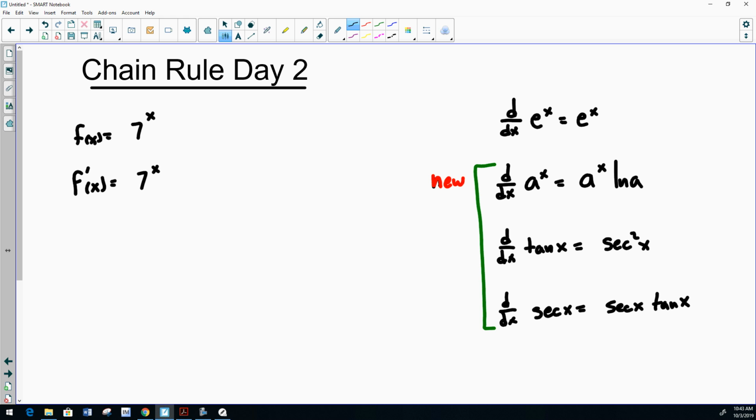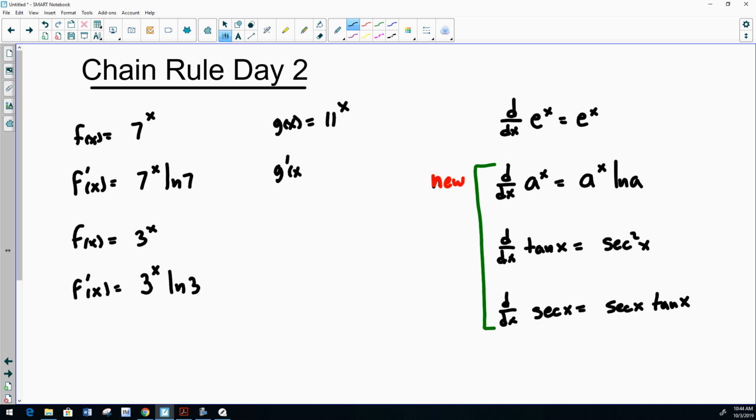What's the derivative of 3 to the x? You should start seeing a pattern here, right? 11 to the x ln 11. Right? Do you guys see the pattern? Okay. So none of those had the chain rule, so let's do the chain rule one.